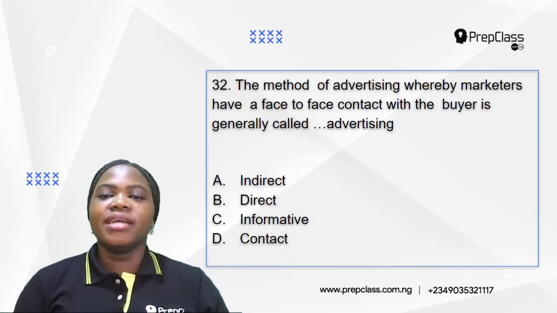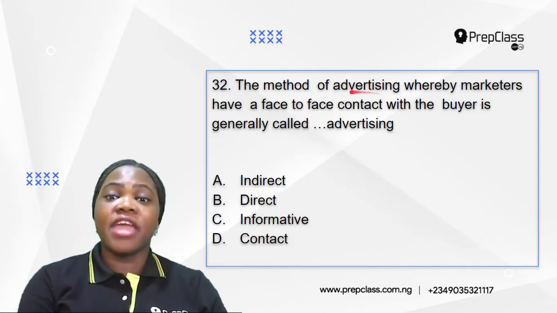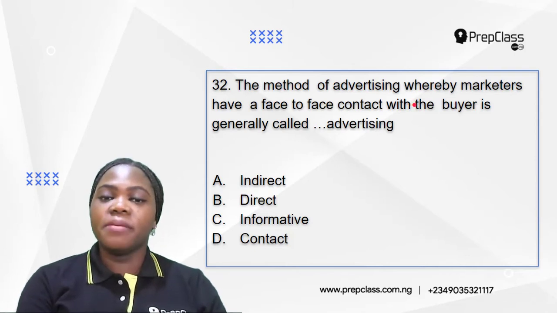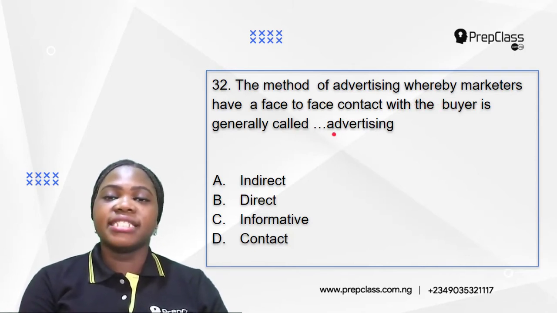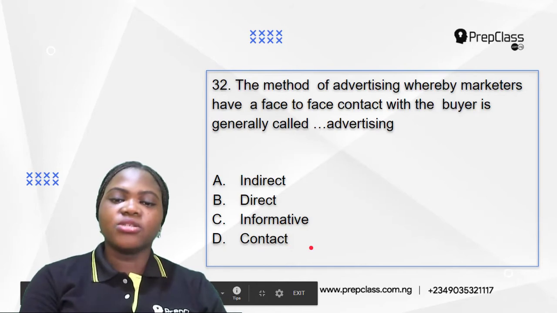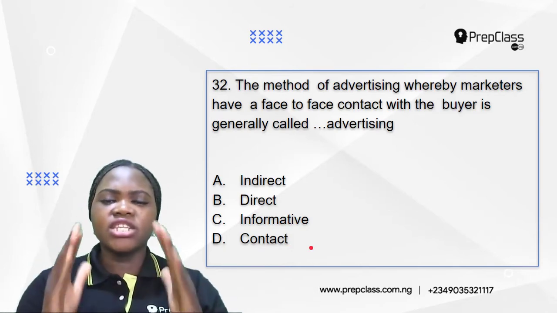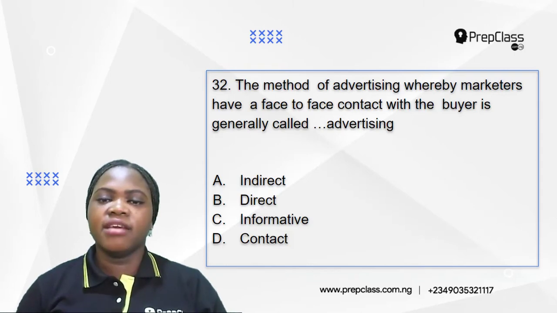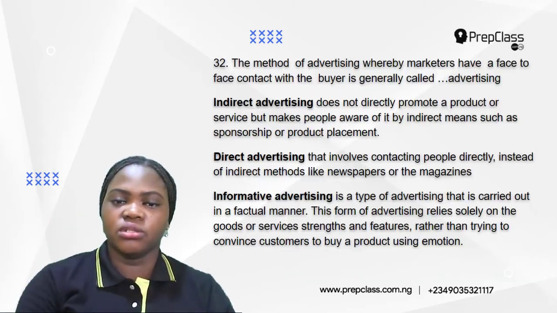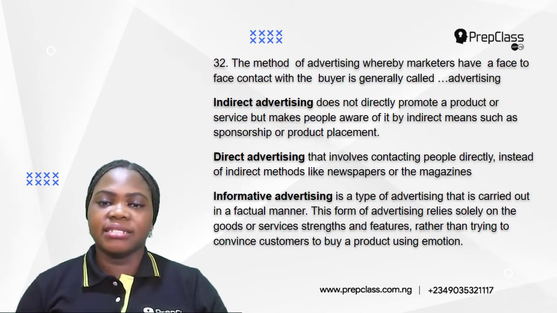Question 32. The method of advertising whereby marketers have a face-to-face contact with the buyer is generally called dash advertising. A. Indirect. B. Direct. C. Informative. D. Contact. So which of these options is correct? But we need to understand what each of these types of advertising means for us to be able to answer this question. Okay, so the first one there is indirect advertising.